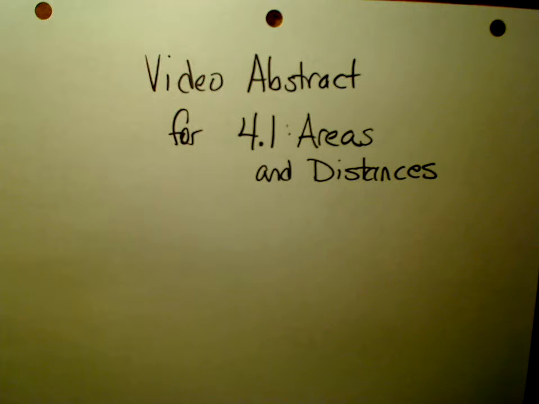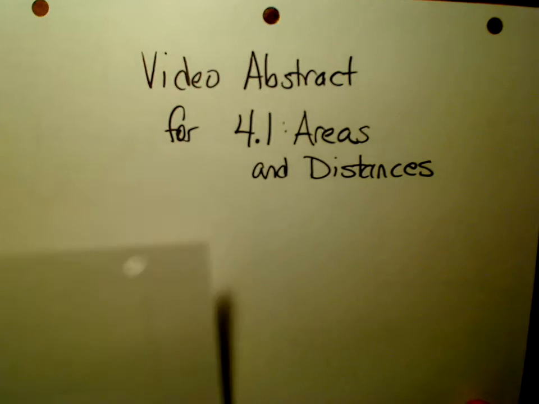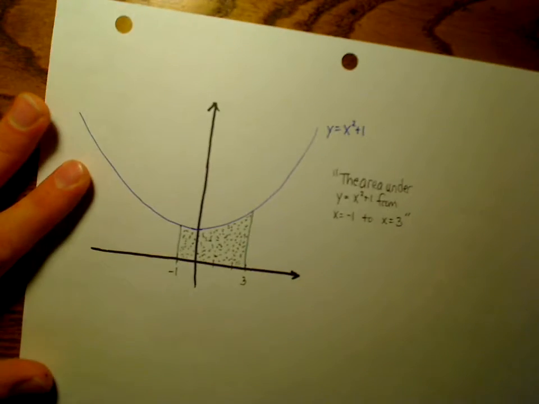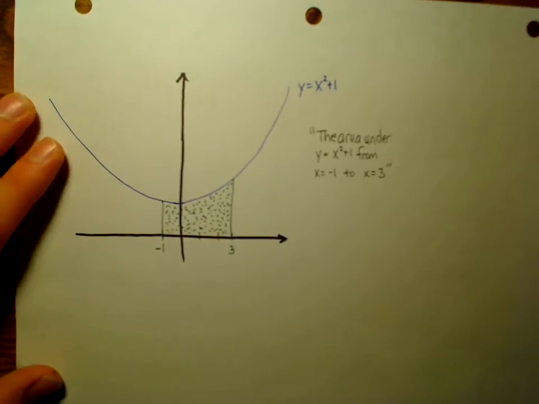So this is the video abstract for section 4.1 on areas and distances. In this section, it really feels like we're doing something very different from what we've been doing. This is a lot like section 1.4, where we're introducing a problem, exploring it, and then eventually that led into all the other discussions of limits and all of that, and derivatives. And so we're going to see that same thing happening here.